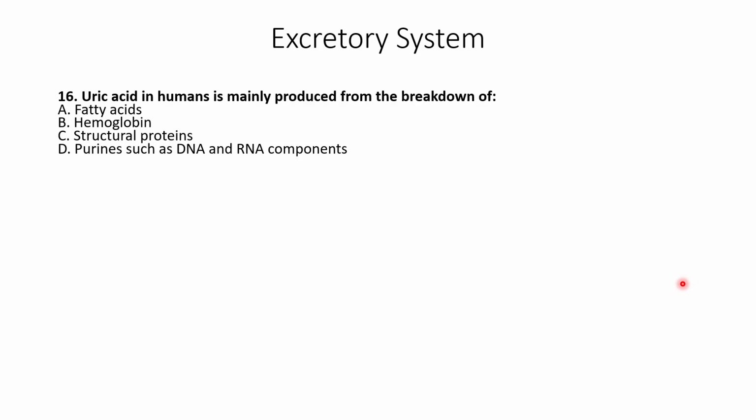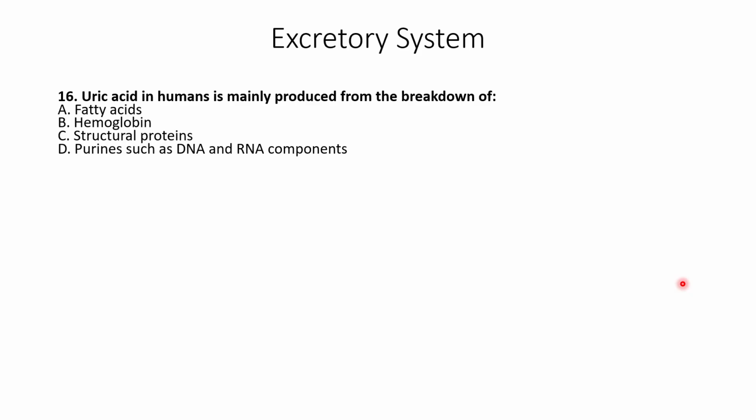Yeah, so the correct answer here, you're absolutely right, it's option D, which is purines such as DNA and RNA in the cell. As you know, DNA and RNA contain nitrogenous bases, so obviously you would have nitrogenous wastes generated from the breakdown of these components, and uric acid in humans is mainly produced from their breakdown. So uric acid is one of the nitrogenous waste types that humans secrete alongside urea.